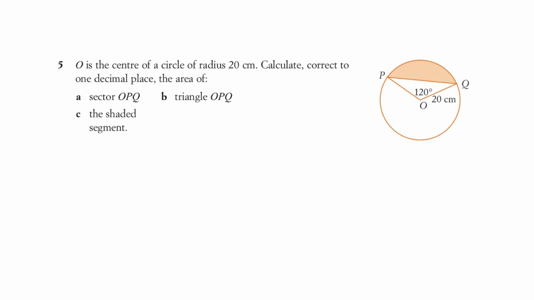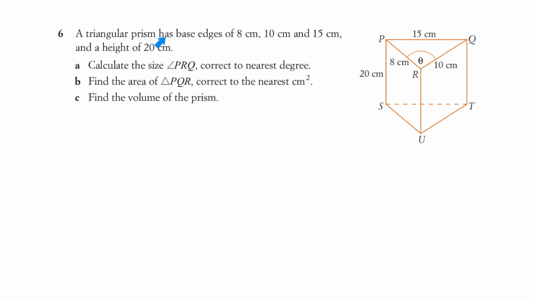6, a triangular prism has base edges of 8 centimeters, 10 centimeters, and 15 centimeters, and a height of 20 centimeters. A, calculate the size of the angle PRQ correct to the nearest degree. Well, what a great question this is. That 15, 8, and 10 is the same here. That's going to be 15, that's 8, and that's 10 because it's a prism. We have to find that angle here. We're going to use the cosine rule. And you can use the cosine rule to find angles. All right, so you find that angle.